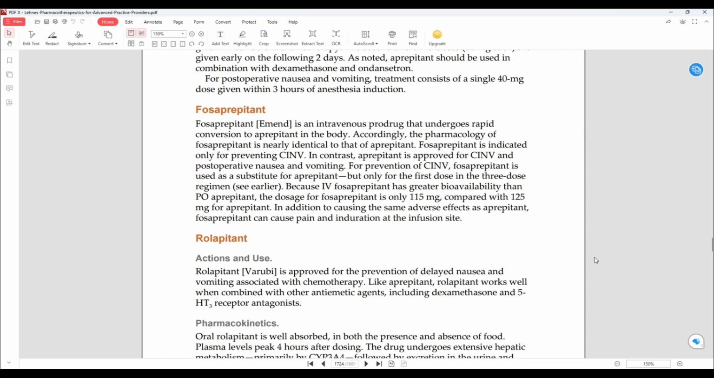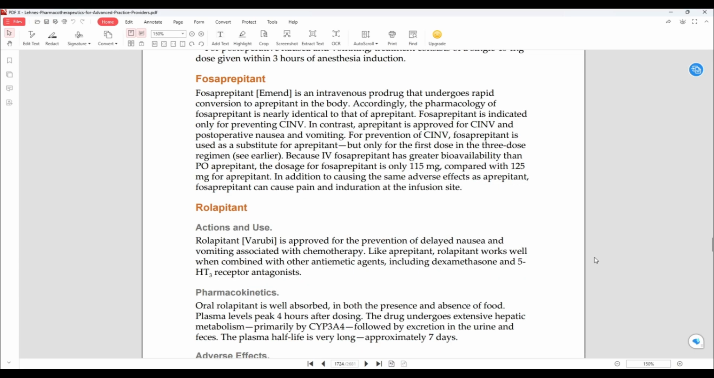For the prevention of CINV, fosaprepitant is used as a substitute for aprepitant, but only for the first dose in the 3-dose regimen. Because IV fosaprepitant has greater bioavailability than PO aprepitant, the dosage for fosaprepitant is only 115 milligrams, compared with 125 for aprepitant. In addition to causing the same adverse effects as aprepitant, fosaprepitant can cause pain and induration at the infusion site.